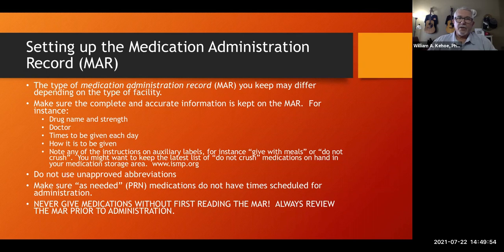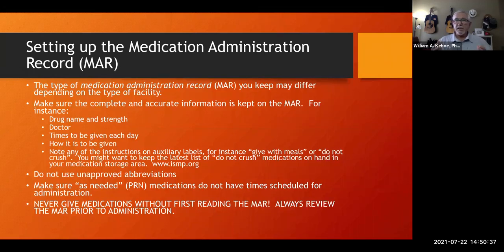So the things that have to be on there are obviously the drug name and the strength, the prescriber, how it's to be taken, how many times a day, or how many hours apart or whatever, how is it to be given, and then any instructions on the auxiliary labels, I suggest that be put on the MAR. So for instance, if you have a consumer who's taking ibuprofen, you'll probably see on the bottle an auxiliary label that says take with food. I would put that as a notation on the MAR to remind everybody when we give this ibuprofen, we'll make sure that it's given with food. So these are the critical things that have to be on your MAR.